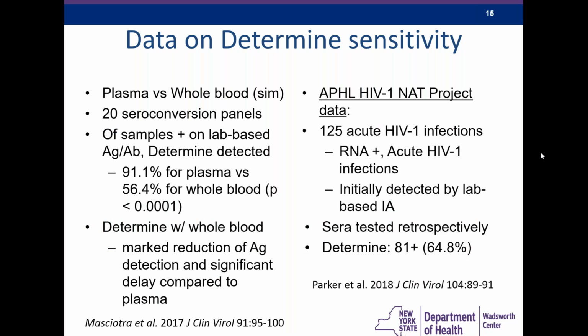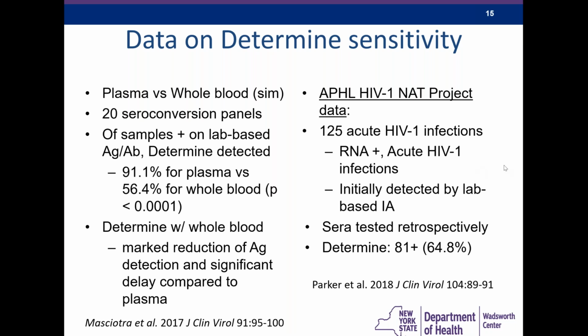And I bring that up because, as I've mentioned, specimen type needs to be considered when you're evaluating rapid tests. So in another study, the Determine time to detection was compared for plasma and for simulated whole blood using similar seroconversion panels that had been previously tested using a laboratory-based antigen antibody test. And of those samples, the Determine detected about 91% of the same samples as the lab-based test for plasma, but only 56.4% when those were in whole blood. And so that's a sizable difference. It was a significant difference.